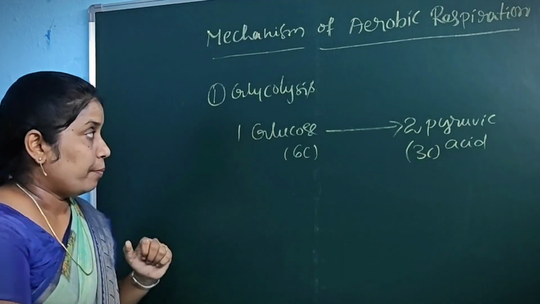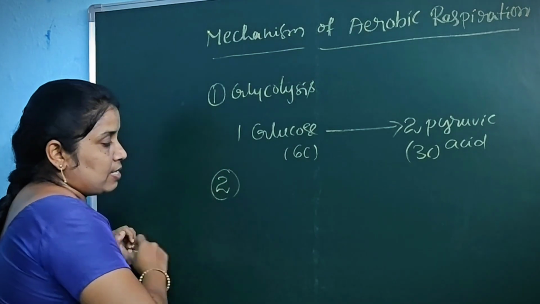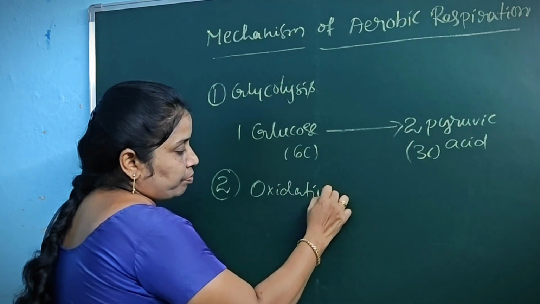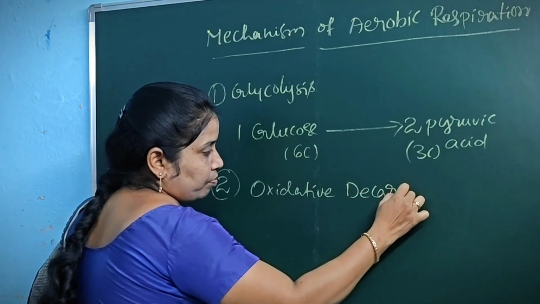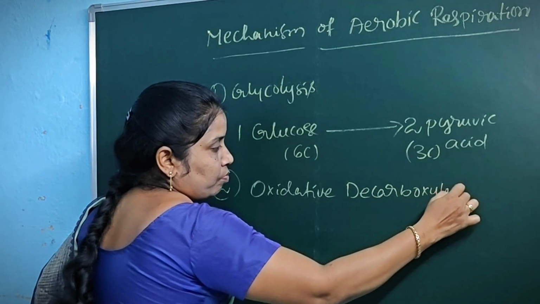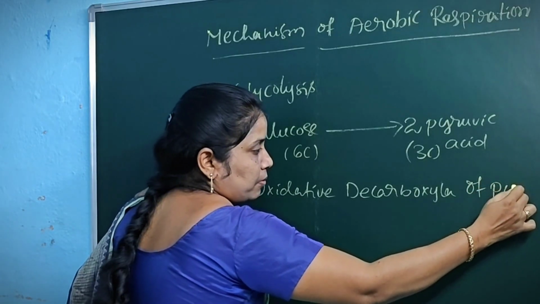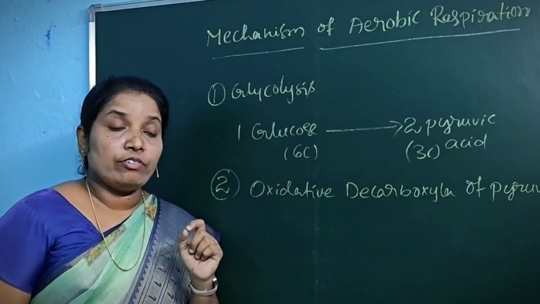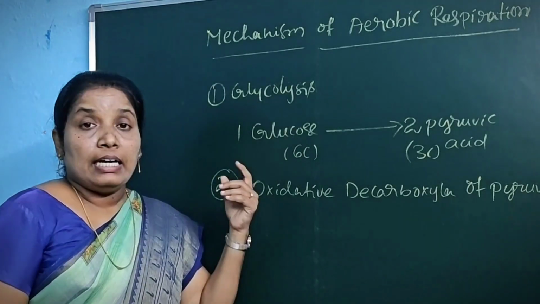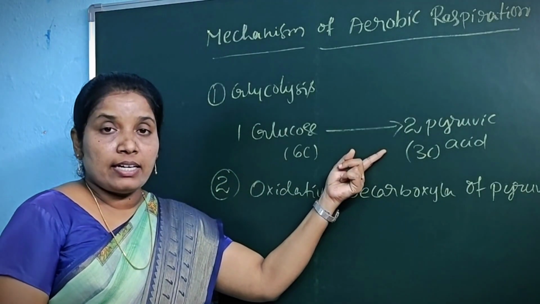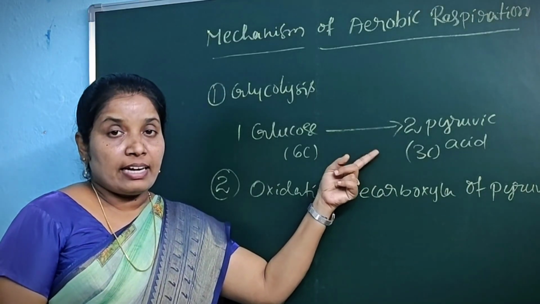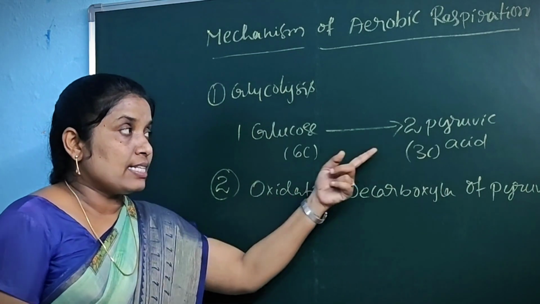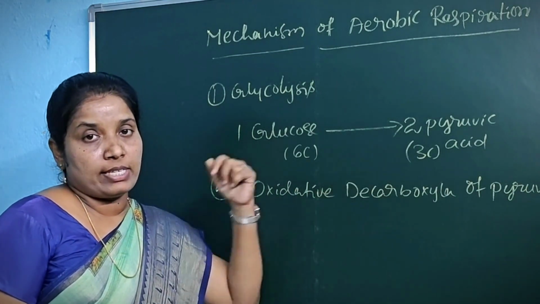Let's see the second step. The second step is oxidative decarboxylation of pyruvic acid or pyruvate. In this step, the pyruvic acid prepared in the cytosol enters into the mitochondrial matrix. There, the pyruvic acid undergoes oxidative decarboxylation.